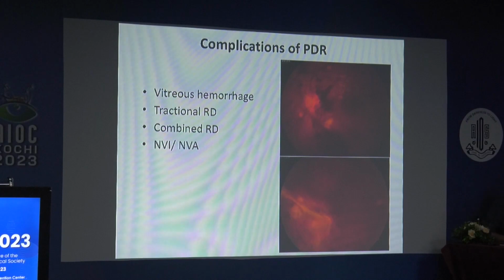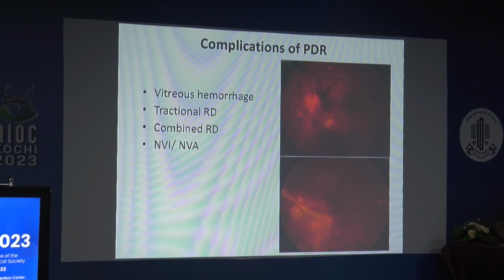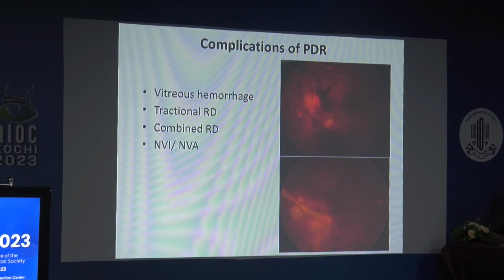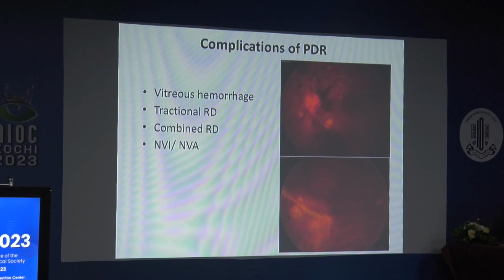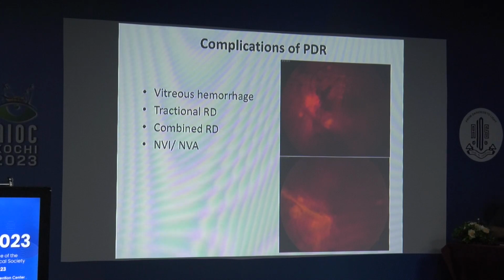So PDR, we all know, can lead to severe complications, and hence laser is very important still for the management of PDR, despite anti-VEGF agents and various studies saying that you give monthly injections of anti-VEGF agents, but these are not feasible. And once you stop this treatment, there can be a recurrence of the PDR, which can lead to all these complications of vitreous hemorrhage, tractional retinal detachment, a combined detachment, or neovascular glaucoma. Hence, PRP still remains the mainstay of treatment for proliferative diabetic retinopathy.